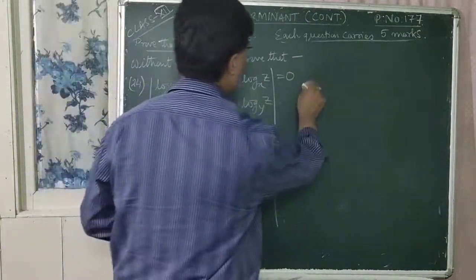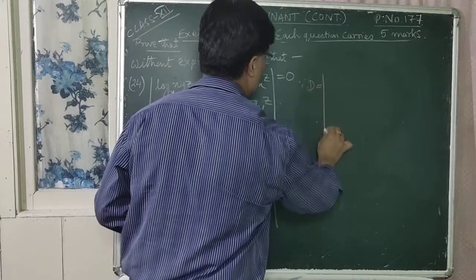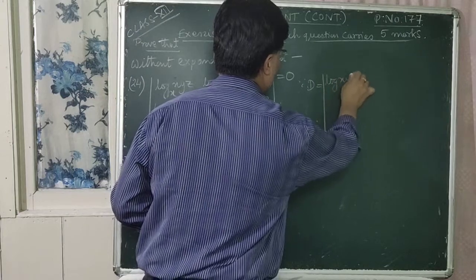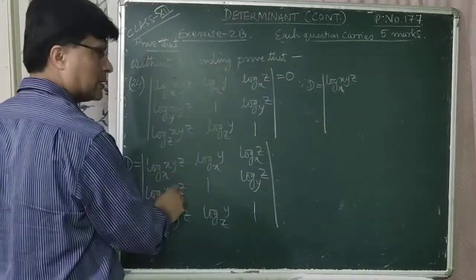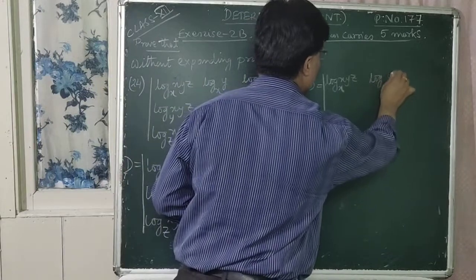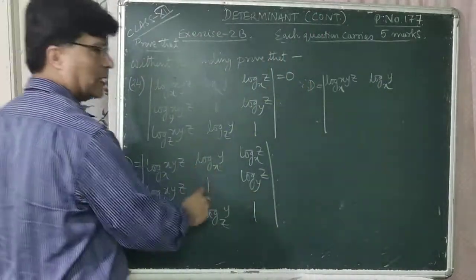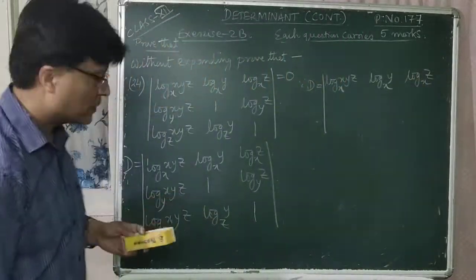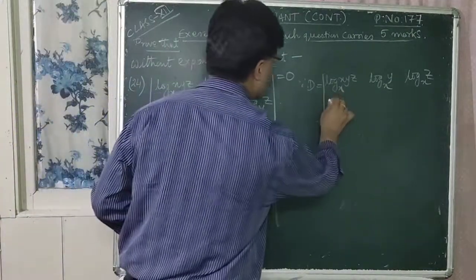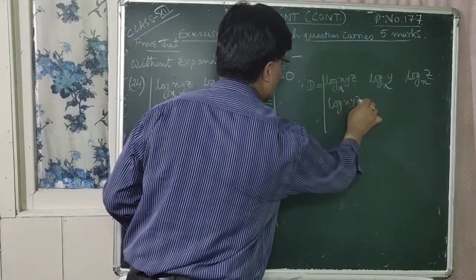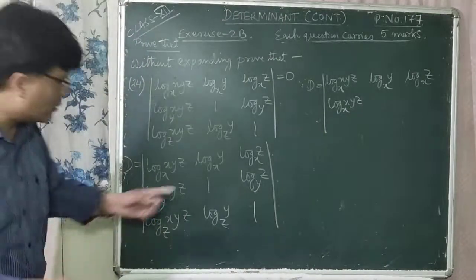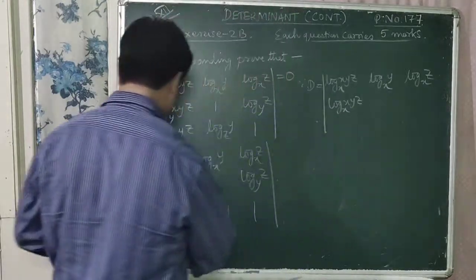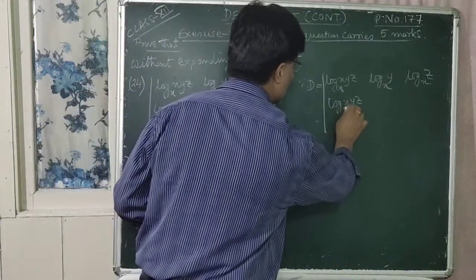So therefore D is equal to, now D is equal to log x, y, z base x, log y base x, then log z base x, right? So now second row, log x, y, z base y. So what will you write for this one? You will write log y base y, isn't it? Sorry, this is y.